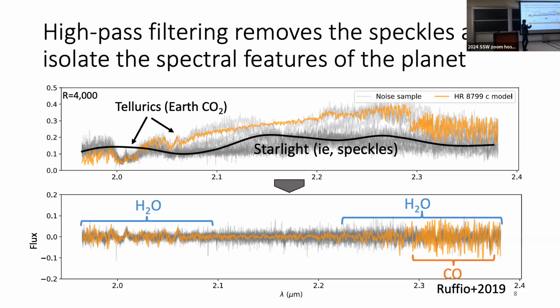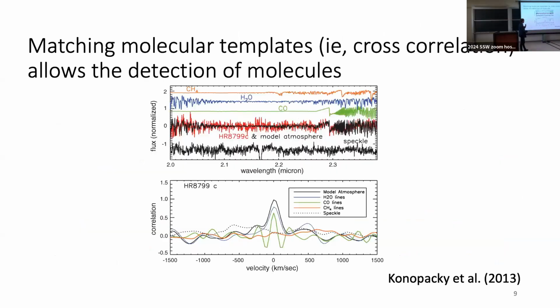And so, once you have the high-pass filtered spectra, which are at the bottom, where you have your features of water and carbon monoxide, the next step is to combine all these molecular features across the entire wavelength range. And we do that with something called cross-correlation or template matching or match filtering. Those are all the same things. You might not be able to detect any individual line, but if you look at the aggregate, at all the lines combined, that's when you're going to be able to detect those molecules. That's what, for example, Konopacky did in 2013 on that planet, HR 8799 C.